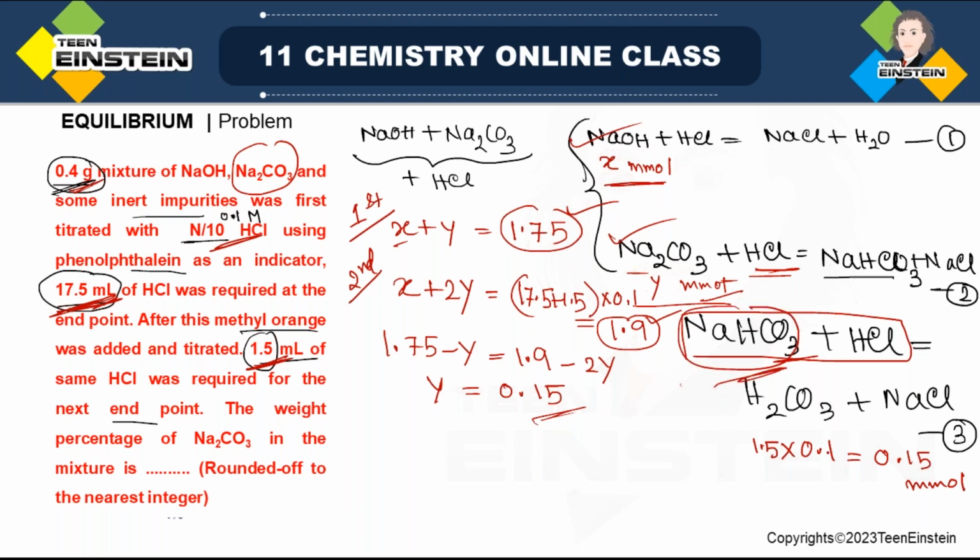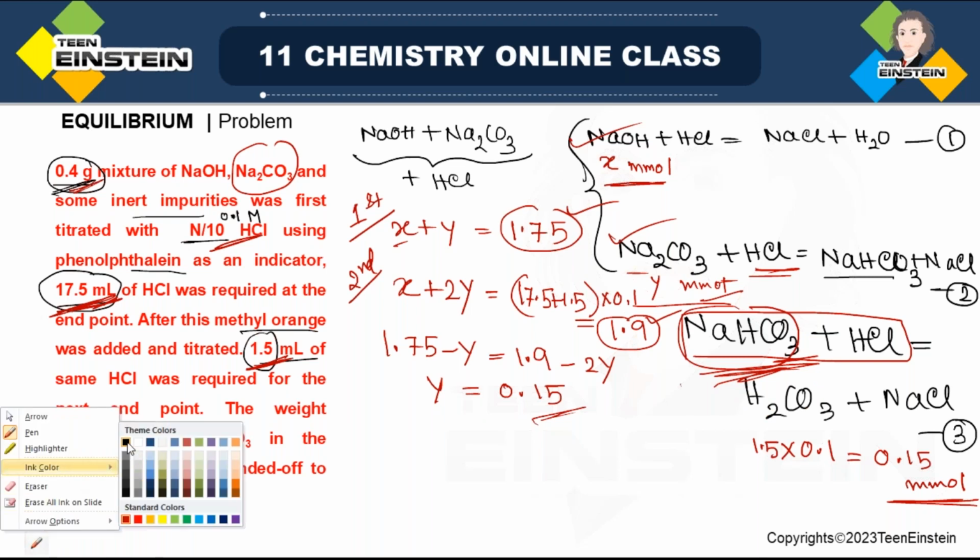Now this salt, if it is equal to 0.15 millimole, that means Na2CO3 is also 0.15, because from 1 mole of Na2CO3 you can get max only 1 mole of NaHCO3. So that will make the calculation easier. That is another shortcut you can do. Just consider the second titration. This is the number of millimoles of HCl required. That means that is also equal to the number of millimoles of NaHCO3, and that is also equal to the number of millimoles of Na2CO3. Fine. So whatever way you like, you can choose.